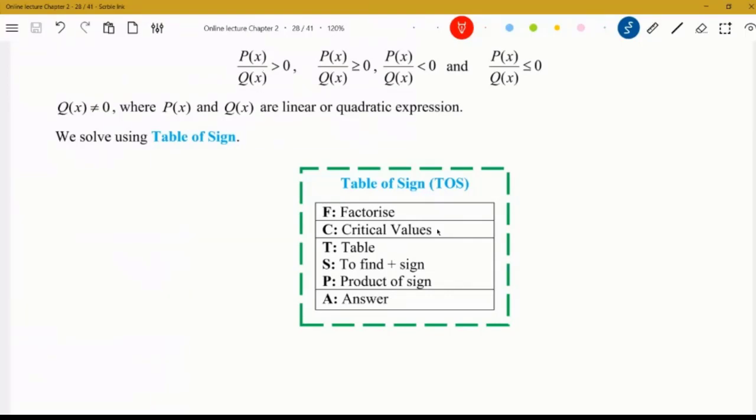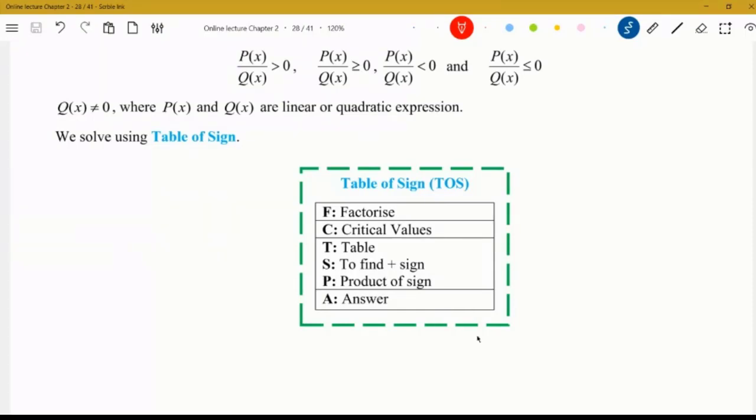Critical values untuk dapatkan nilai X, so either dia adalah included ataupun tidak included. And then we have table, we have to find the positive sign, and then we have product sign, and then last one adalah answer. Okay, so kita akan apply this step untuk selesaikan rational inequalities.